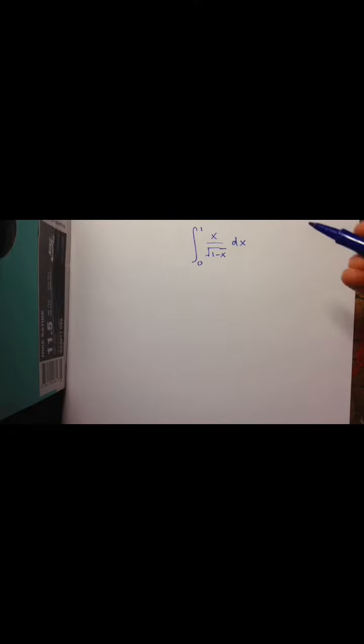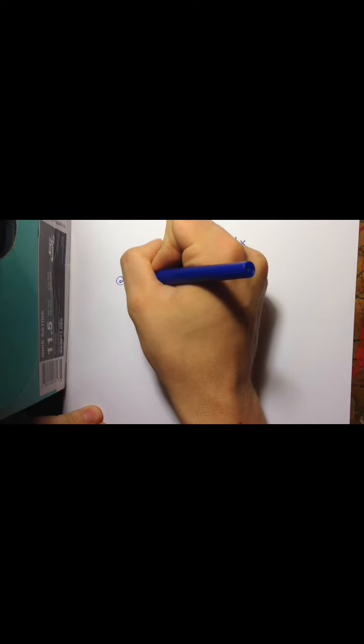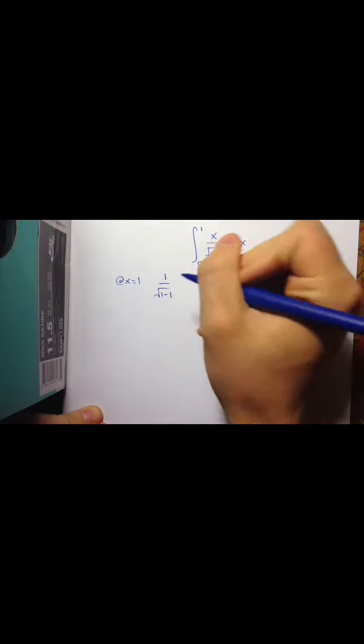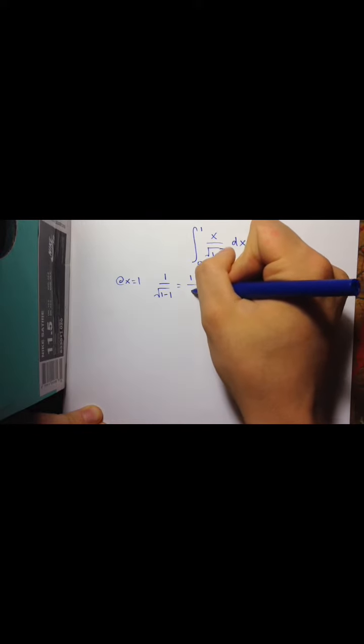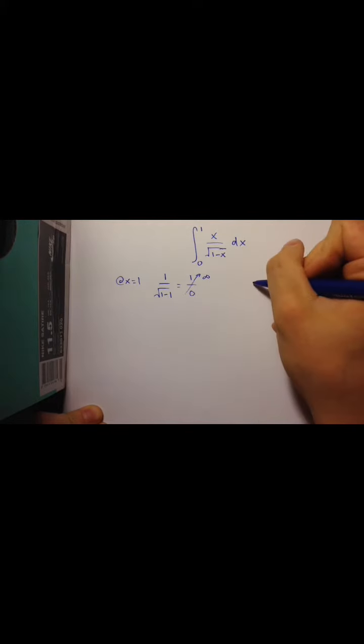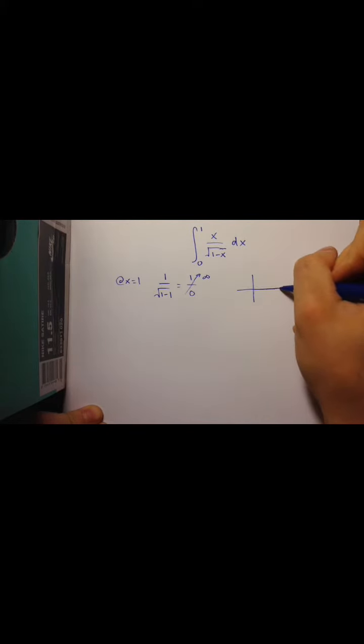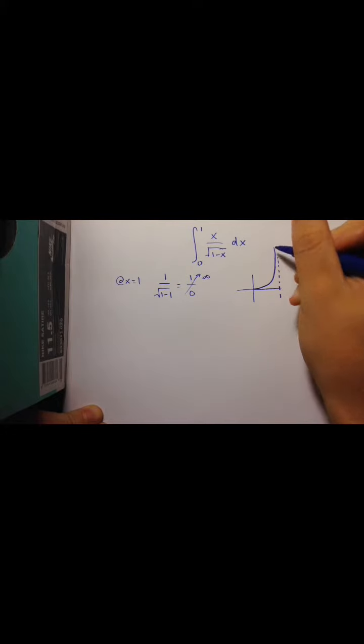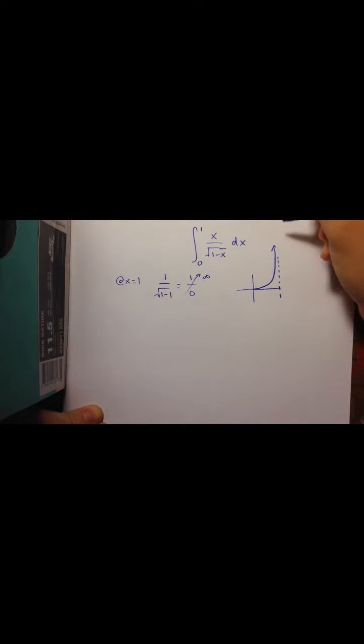So first things first, we have to acknowledge that this is an improper integral. And how do we know that? Well, let's look at this upper bound right here, x equals 1. So let's look at our function at x equals 1. At x equals 1, x over square root of 1 minus x equals 1 over square root of 1 minus 1, which is 1 over 0, which goes to infinity or is undefined. If we were to plot this function on an xy coordinate plane, with x equals 1 right here, we would see that the function just extends to infinity forever as x approaches 1.